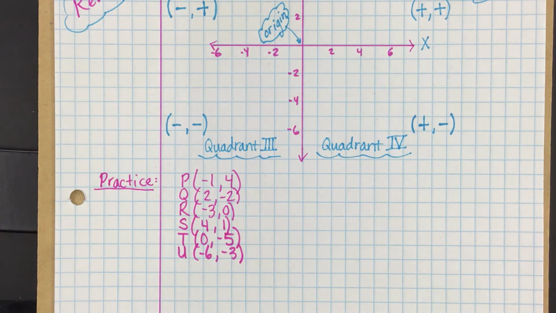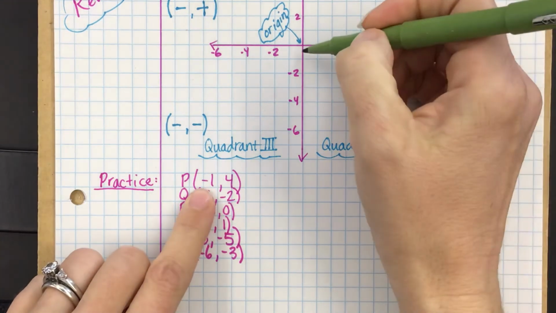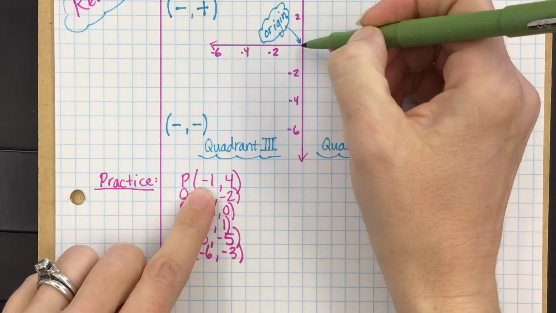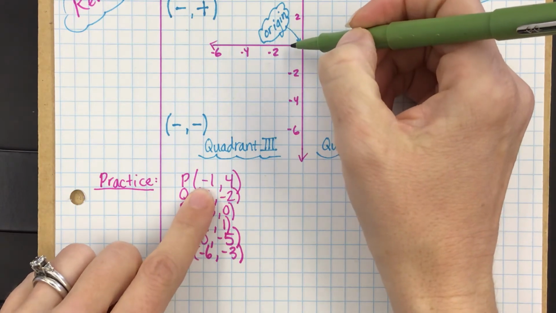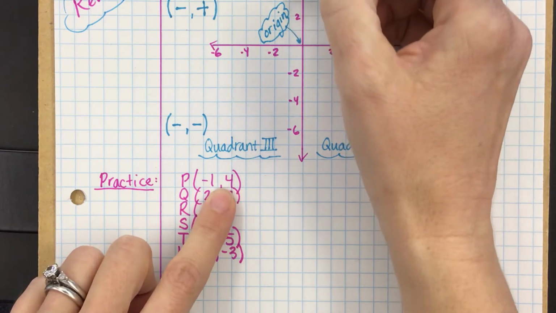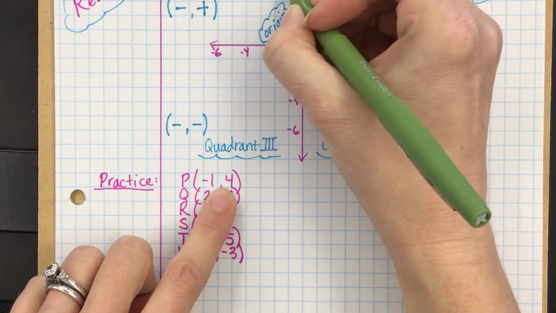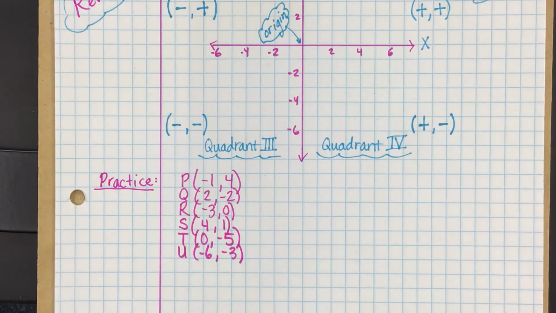All right, so I'm going to graph a couple of these with you, and then I'll cut you loose to do the rest on your own. But first of all, P, your x value is -1. So making sure to go to the left or right first, -1. My y value is 4, so then I'm going to go up to 4, and I'm going to put a point. And this is P, so I'm going to name it.